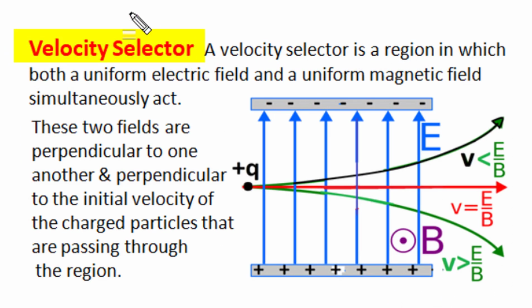Velocity selector is a typical application which selects moving charged particles of a specified velocity irrespective of mass, charge polarity or charge amount of those particles. In fact, a velocity selector has a simultaneous presence of both electric field and magnetic field in a certain region, and these two fields are perpendicular to each other, and both fields are also perpendicular to the initial velocity of the charged particles that are passing through this region.